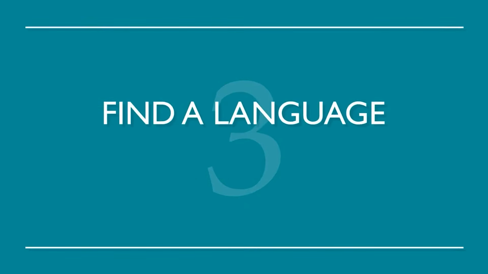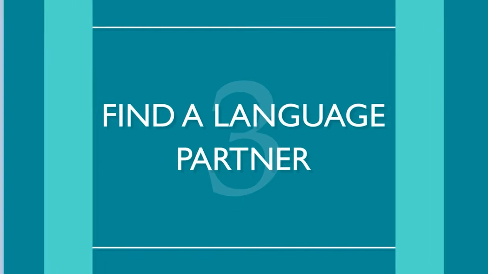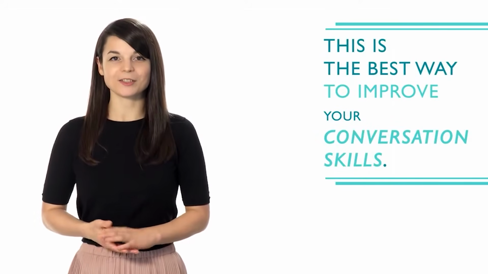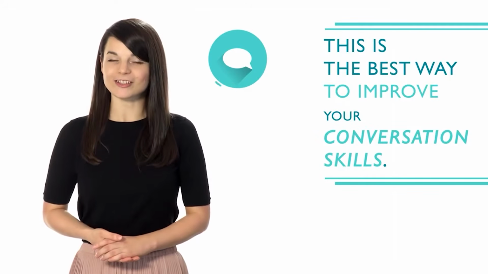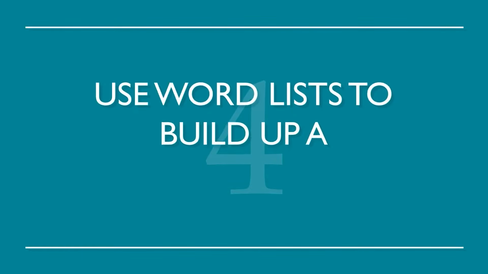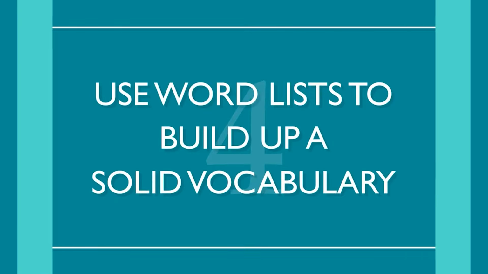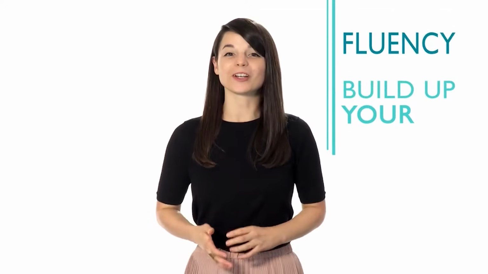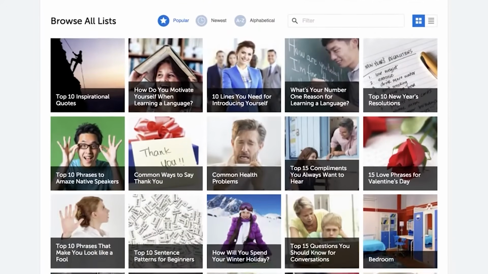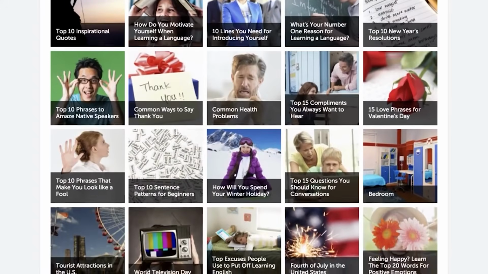Number 3, find a language partner. This is the best way to improve your conversation skills. It will help you gain fluency even faster and increase confidence when speaking. Number 4, use word lists to build up a solid vocabulary. This is a great way to build up your fluency, one word at a time. Luckily, we have all the word lists you need, with a range of topics, from food to love. Choose whichever language you want to study and go.